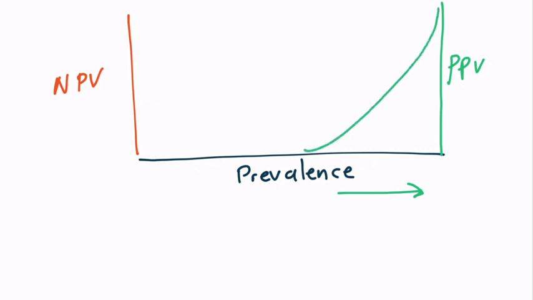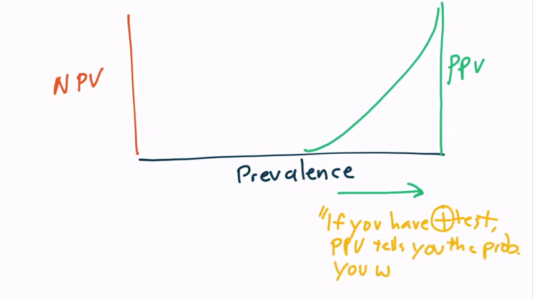And recall the definition for positive predictive value. If you have a positive test, positive predictive value tells you the probability that you will have the disease. Therefore, it makes sense that if a disease is very common and prevalence increases to the right, as we've demonstrated here, your positive predictive value will increase.